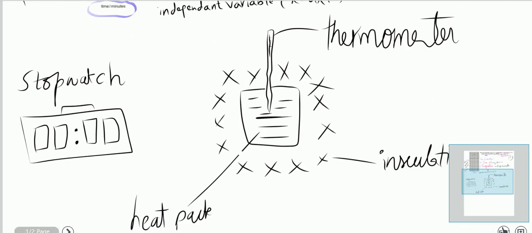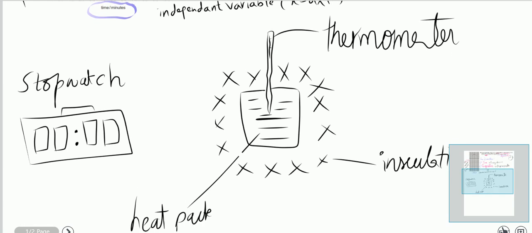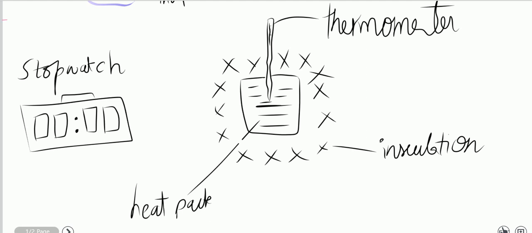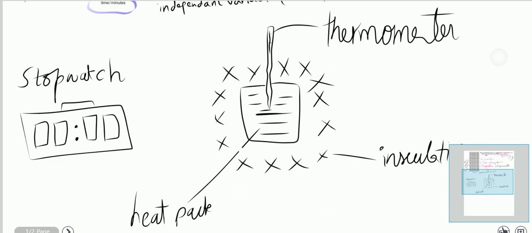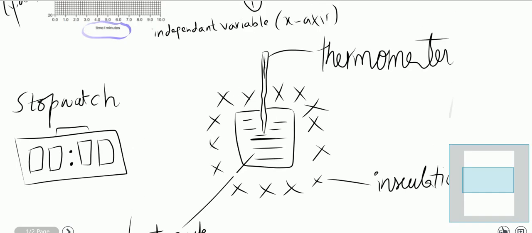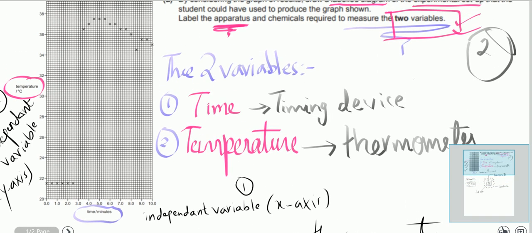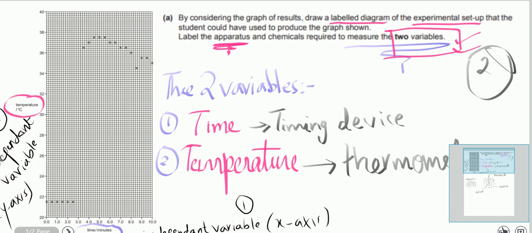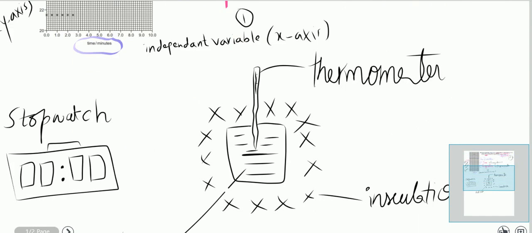So this is the diagram, the labeled diagram. Everything below this pink line is the actual solution for question number 1, part A, and above it is the explanation, the working, or your thinking. So we're done with part A.